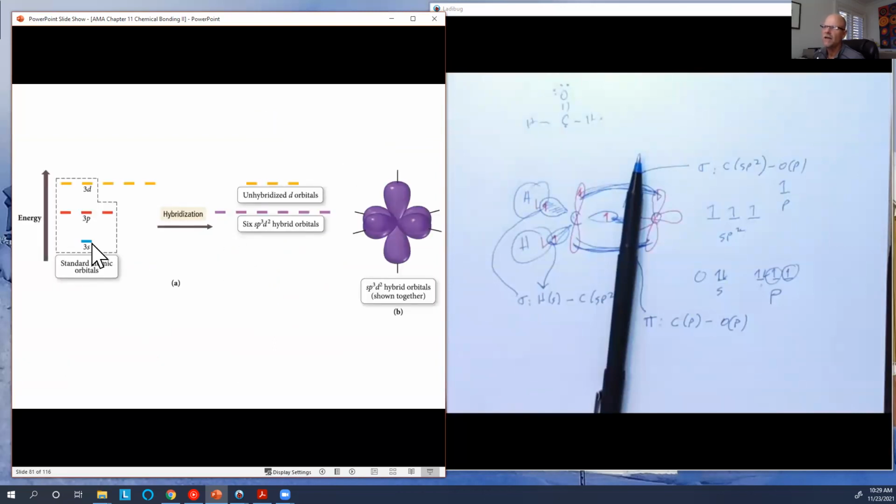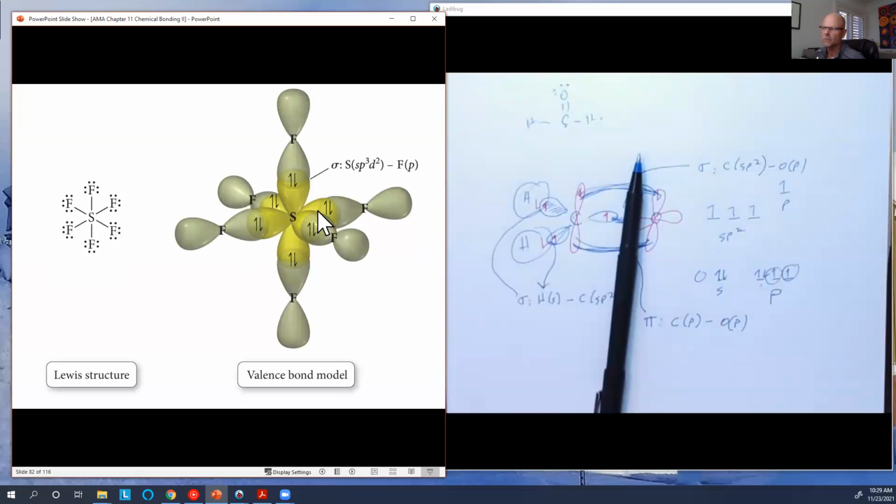In addition, I can have sp3d2 hybridization. This results in 6 hybrid orbitals. Remember, the number of orbitals you put in equals the number you put out. These assume an octahedral geometry. An example of a molecule with this hybridization is SF6. Here you see the sulfur with its 6 sp3d2 hybrid orbitals overlapping with fluorine p orbitals.